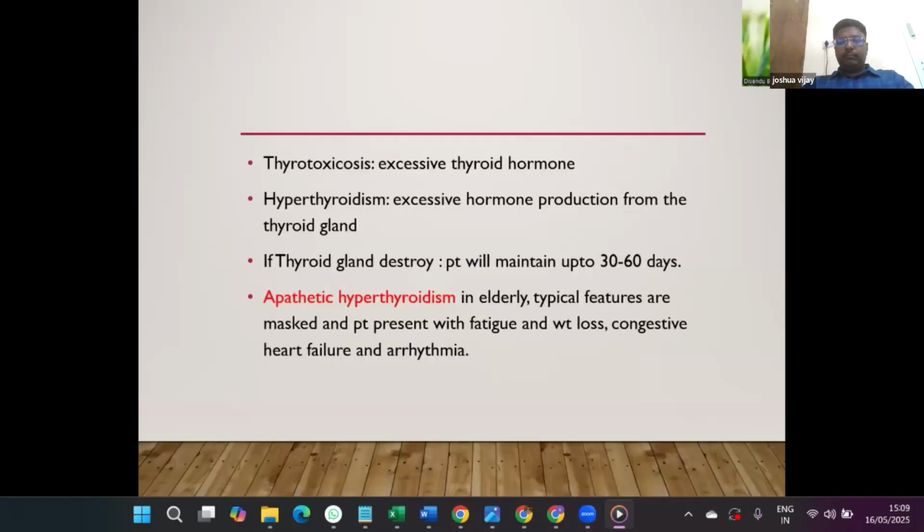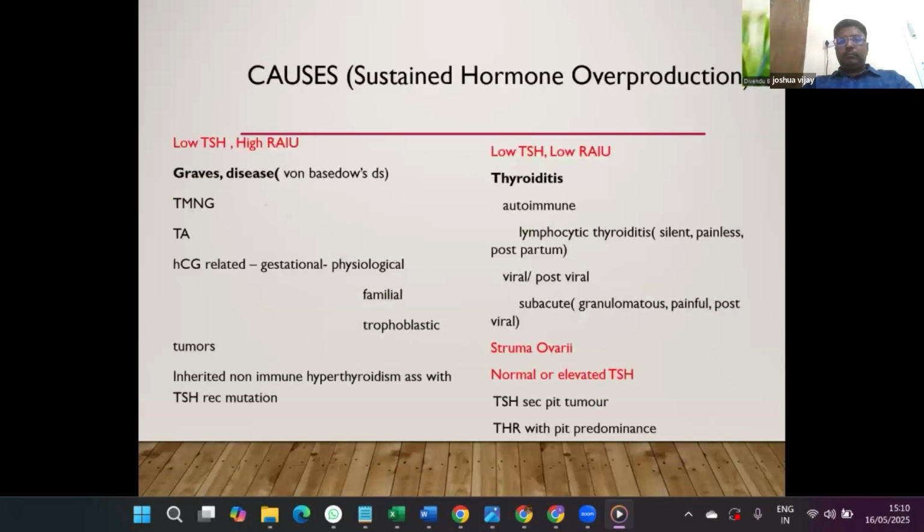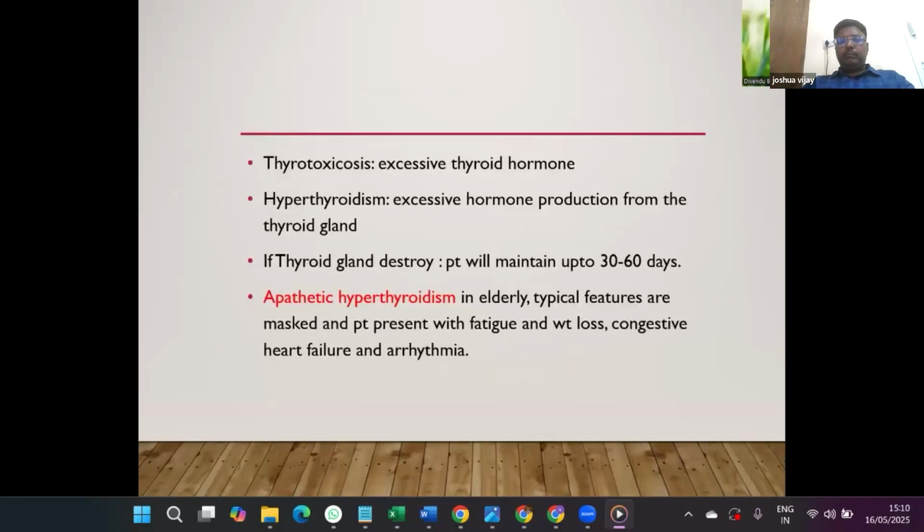So what is thyrotoxicosis? Thyrotoxicosis is a state of excessive thyroid hormone. It doesn't tell whether the gland is actively producing the extra hormone, or it is destroyed and the thyroid hormone is released at once, or the person has consumed a lot of thyroid medicines. So thyrotoxicosis is a general term which says excessive thyroid hormone in the body, and hyperthyroidism means excessive hormone production from the thyroid gland. If the thyroid gland is destroyed completely, the hormone can be maintained for up to 30 to 60 days.